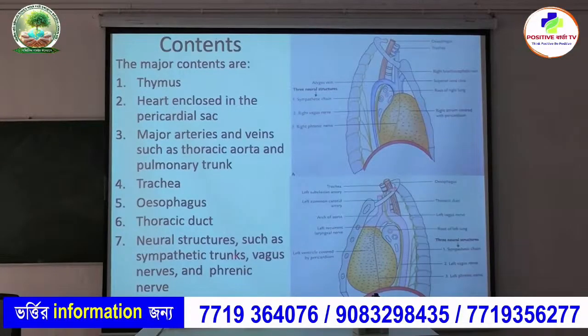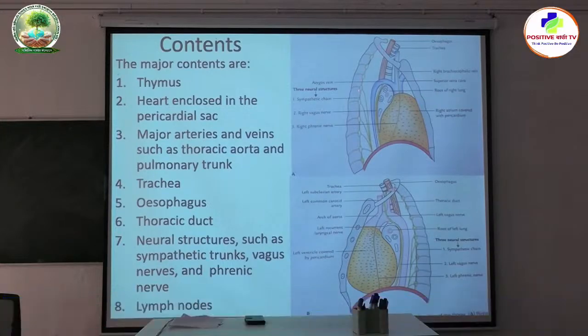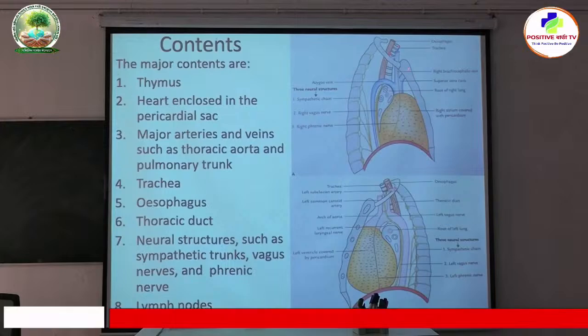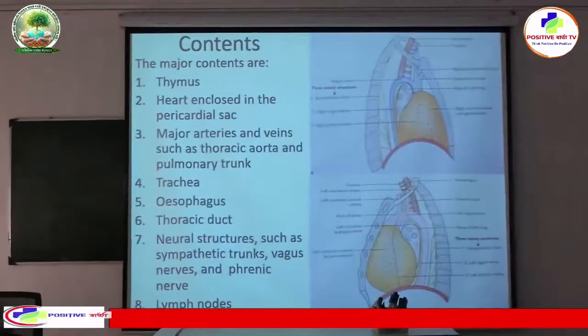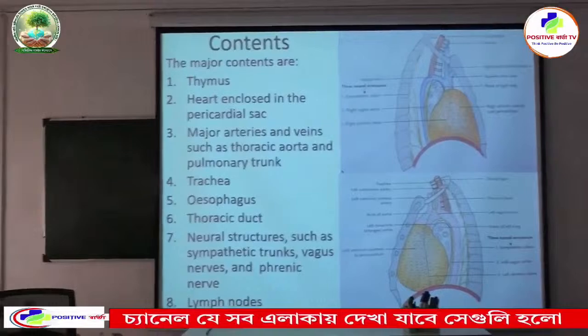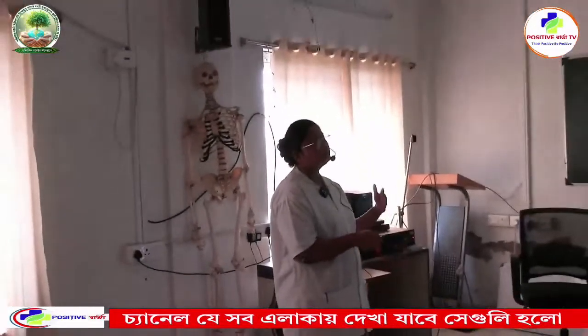Neural structures such as different nerve trunks like sympathetic trunks, vagus nerves and phrenic nerve, and lymph nodes are there. Okay, so here you can see the structures on the two sides of the vertebral body. This is sympathetic chain, splanchnic nerves. These are the azygos vein draining into the superior vena cava, two brachiocephalic veins joining to form the superior vena cava. This is phrenic nerve. This is vagus nerve. This is view from the right side.